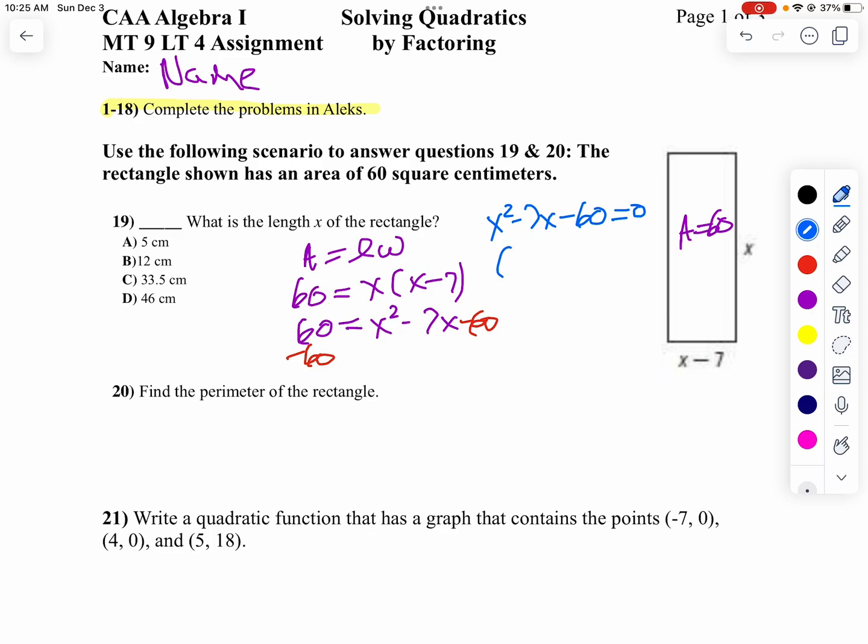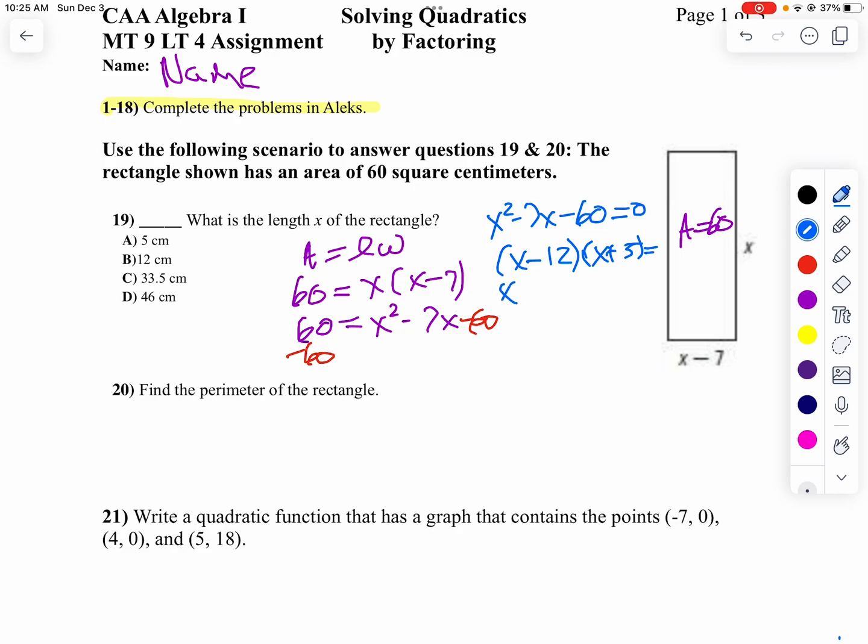Then I want two numbers that multiply to 60. Well, that would be 12 and 5. So I'll say x minus 12 and x plus 5 equals 0. Remember, that tells me x minus 12 equals 0 or x plus 5 equals 0. Well, in the first case, I'll add 12 to both sides. I'll get x equals 12.